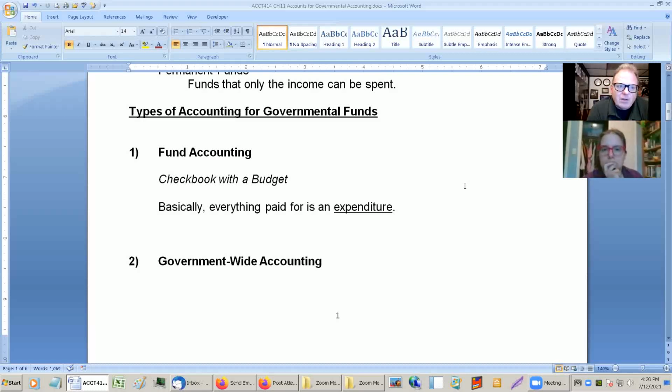Another weird thing about governmental accounting is the revenues are not earned. When you pay your property tax, you don't pay this money and then they hand you something back. You just pay the property tax. So there is no earned revenue. Which means there's also no unearned revenue, because basically all the revenue is unearned. So we don't use that term generally.